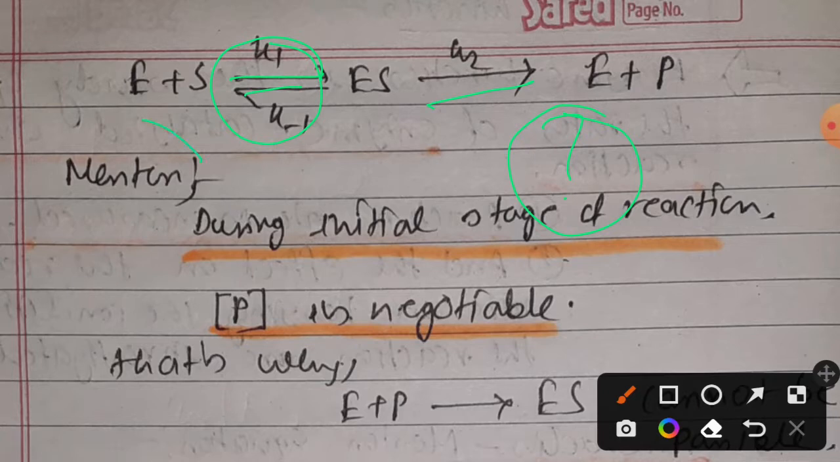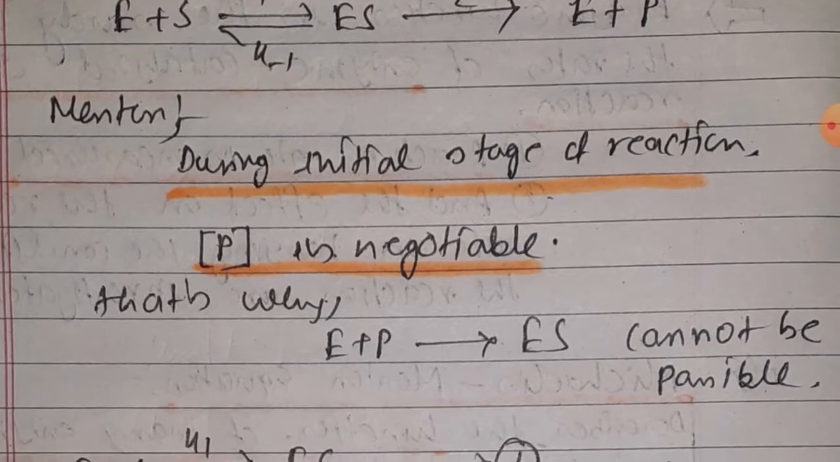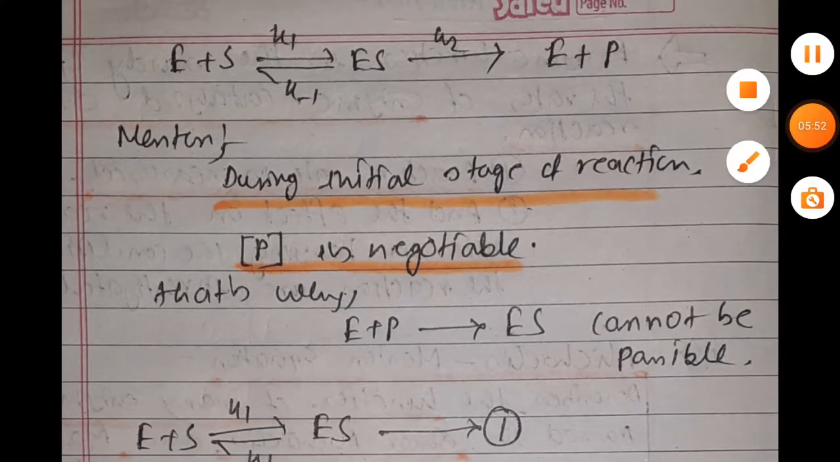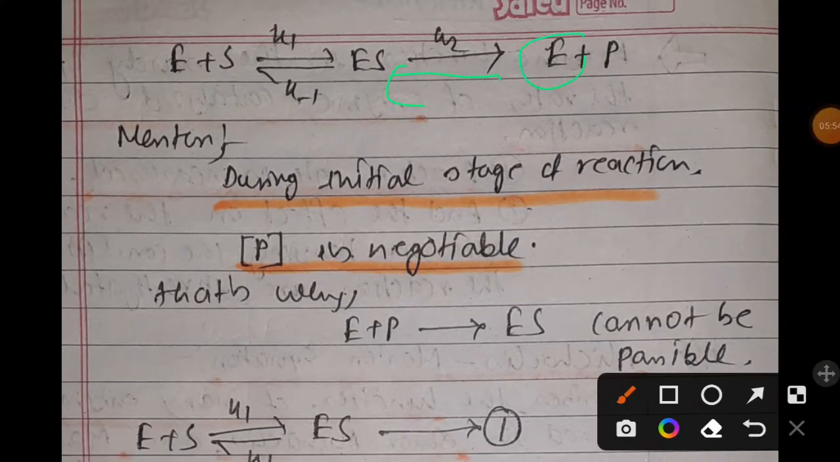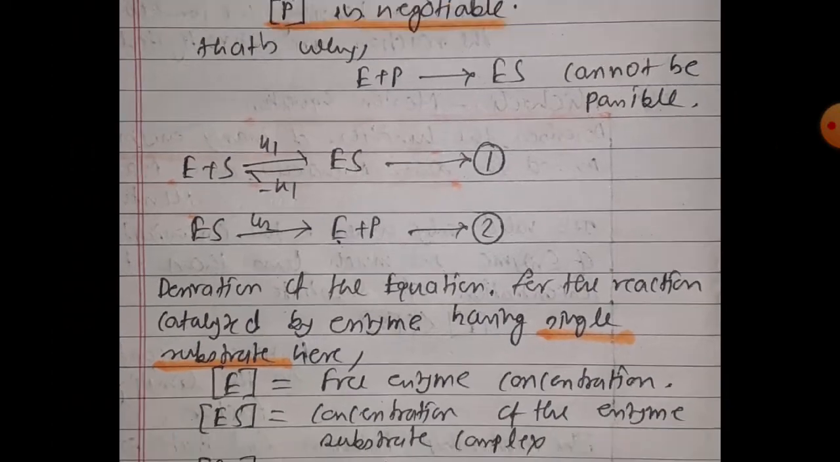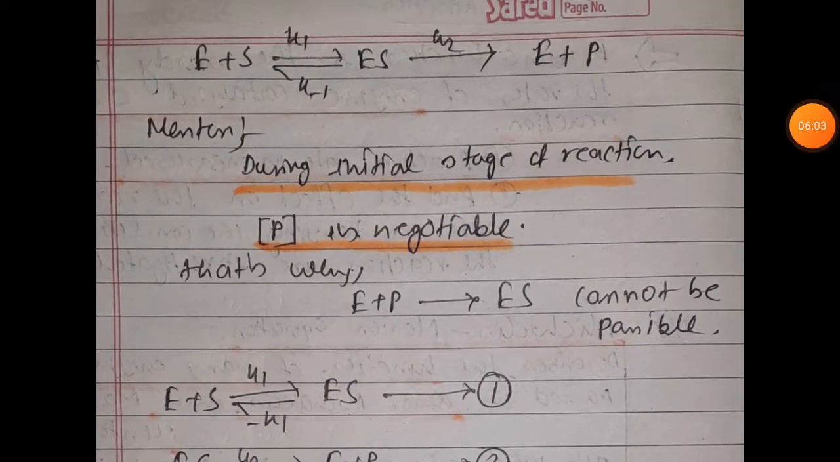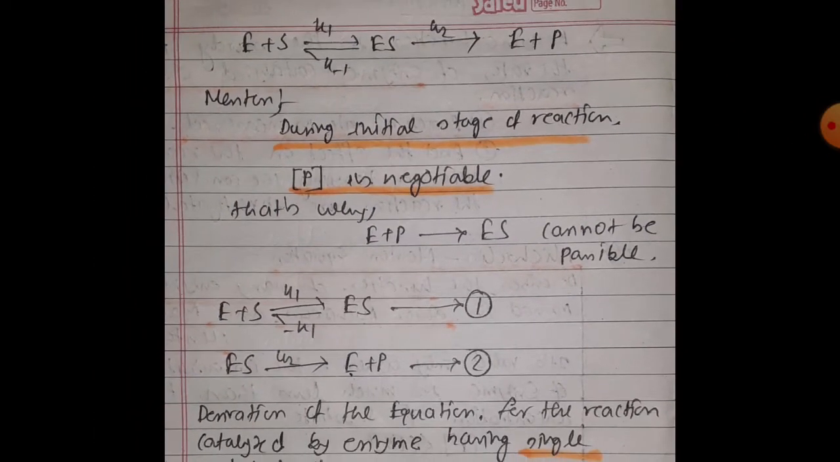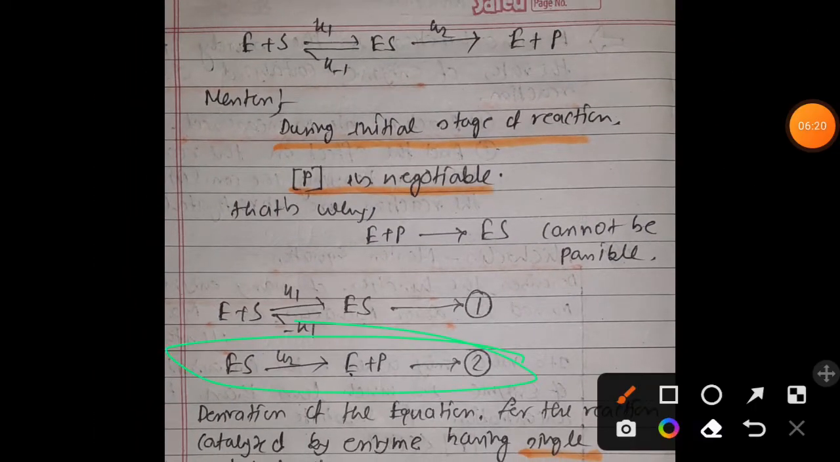Because Menten proposed or assumed a condition, that is, during the initial stage of the reaction the concentration of the product is negligible. Okay, and that is why the reverse reaction, that is, from enzyme and product, the formation of the enzyme substrate complex cannot be possible. Okay, now let's try to break this entire scheme into two separate reactions. So what we will get? We will get enzyme plus substrate is equal to enzyme substrate complex, that is reaction number 1, and from enzyme substrate complex, the enzyme plus product, that is reaction number 2.